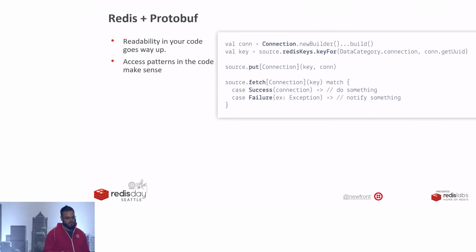So source, fetch, connection, key, and then in Scala you have something called pattern matching, which is basically just testing the result type. So in this case, a success with a connection gives us that actual object. Otherwise, a failure is going to tell us that we have to do something different.